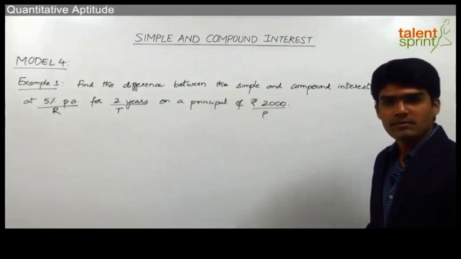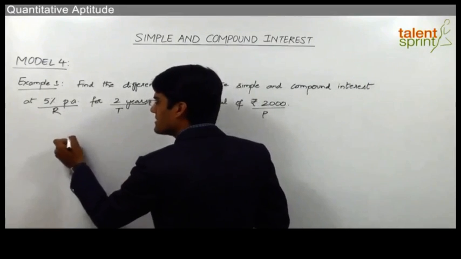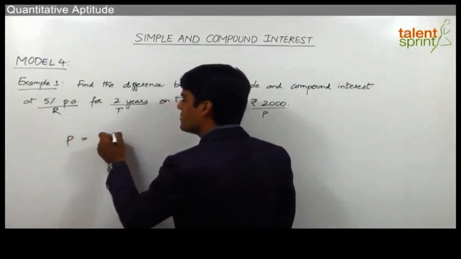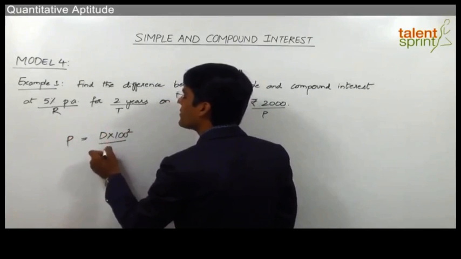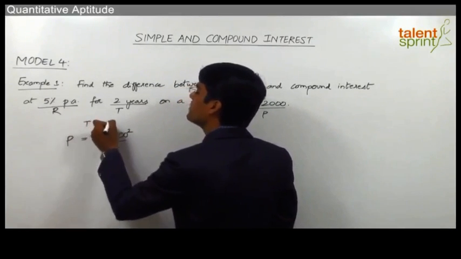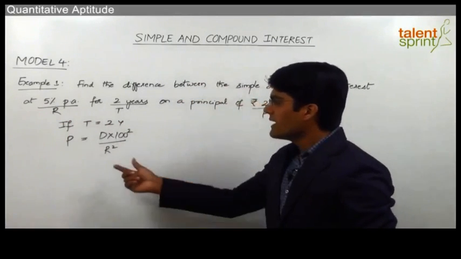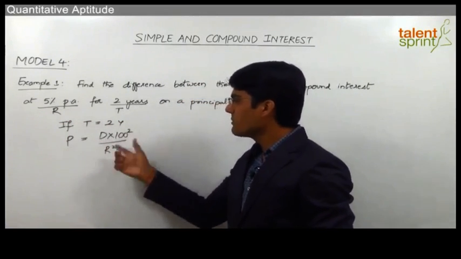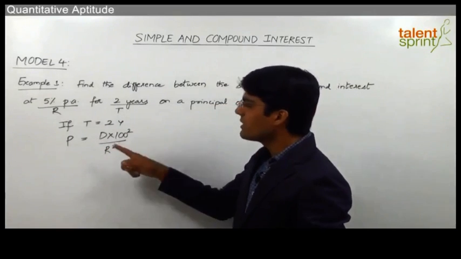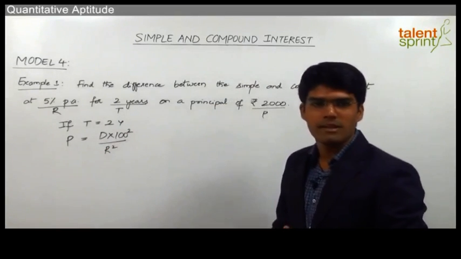As we have already discussed, the principal can be taken as d into 100 squared by r squared when the time period is equal to 2 years. So as the time period given in the question is 2 years, we can take the principal as d into 100 squared by r squared. So let us now substitute the values at the proper places and find out the required answer.